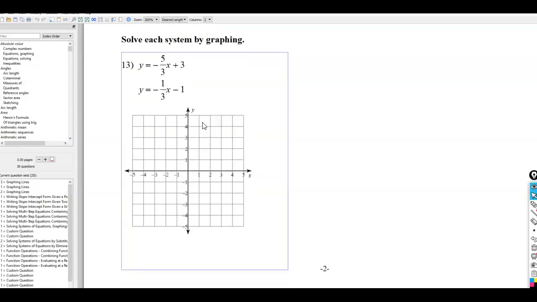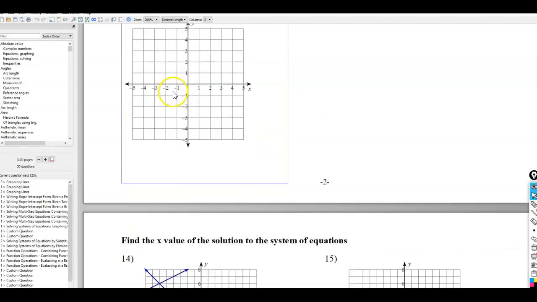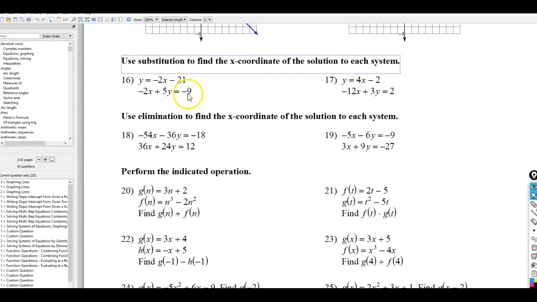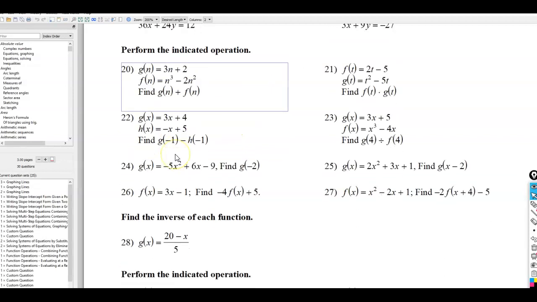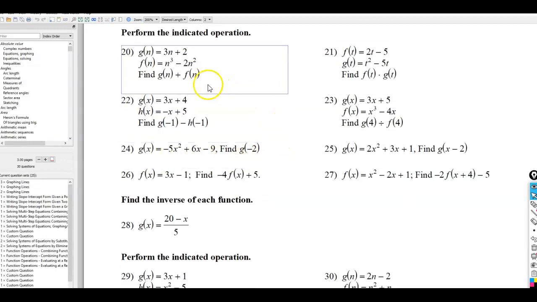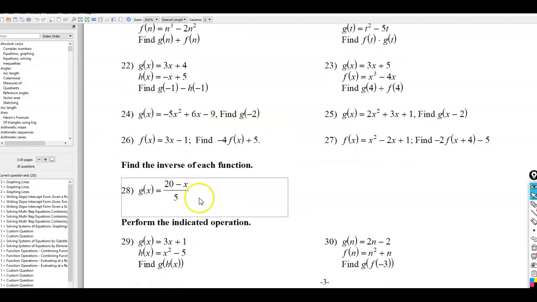Then we're going to move into systems of equations. We'll talk about solving them by graphing. We'll talk about solving them with substitution and elimination. And then we'll close out this particular review session by talking about functions and operations on functions, plugging numbers in, adding functions together, dividing them, finding inverses, etc.